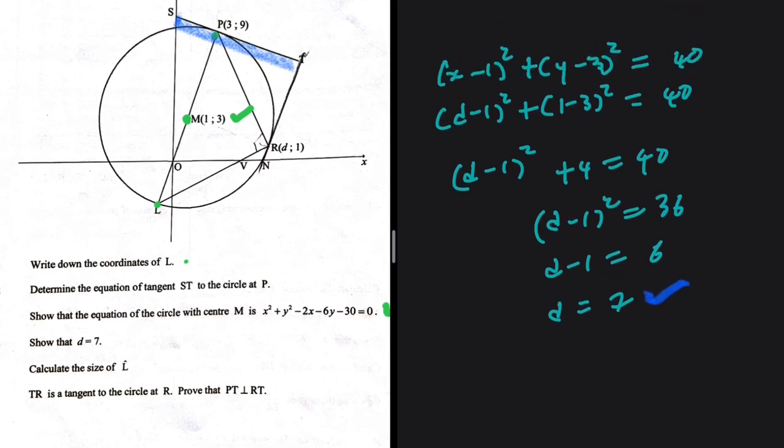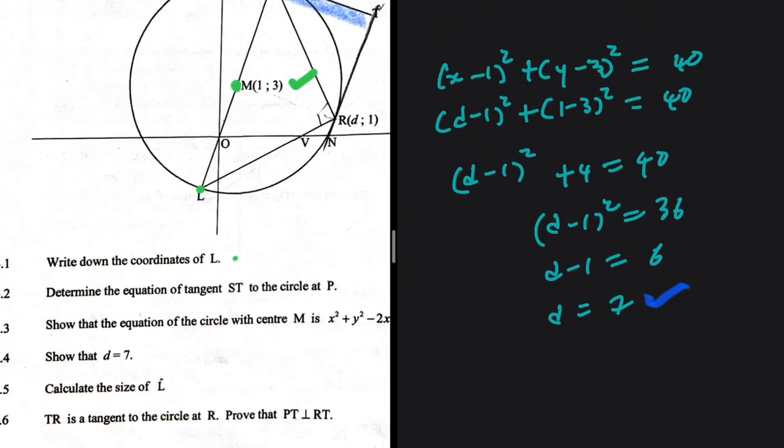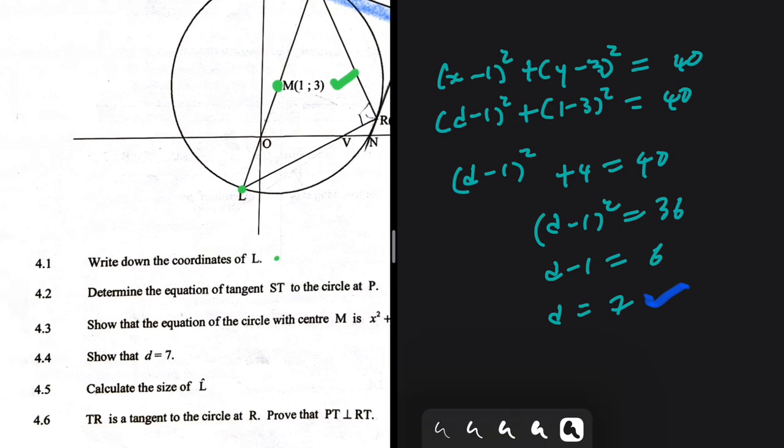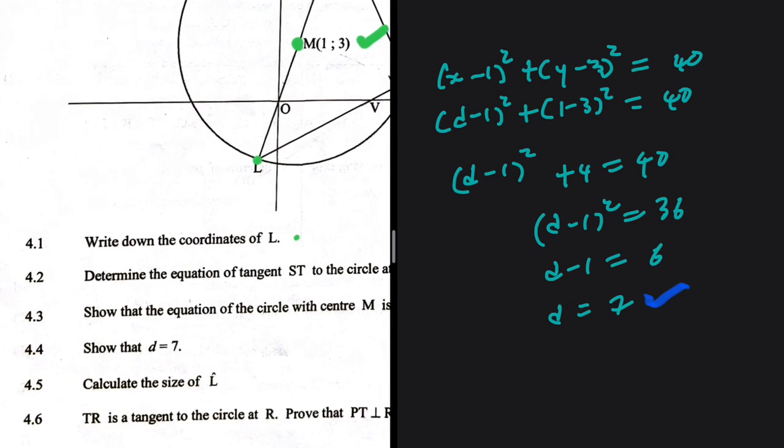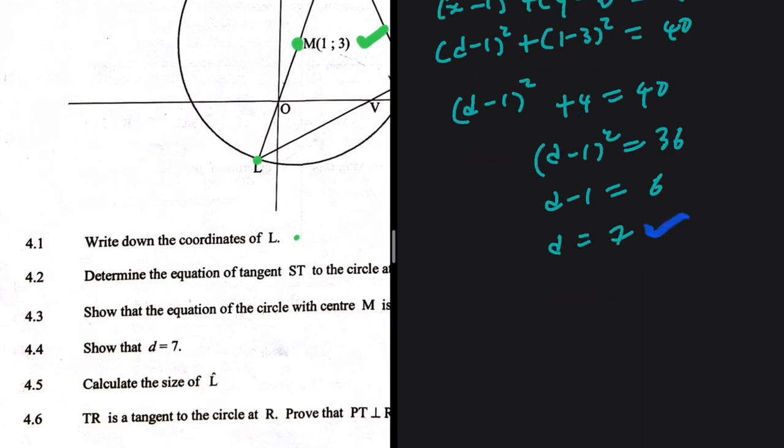If you substitute R in the other equation, it is also fine. You don't have to ask me, if I substitute it in the other equation, is it also fine? Will I get all the marks? It is fine, as long as you're not lying, as long as everything is mathematically correct. So that is 4.4. Now let's take a look at 4.5.